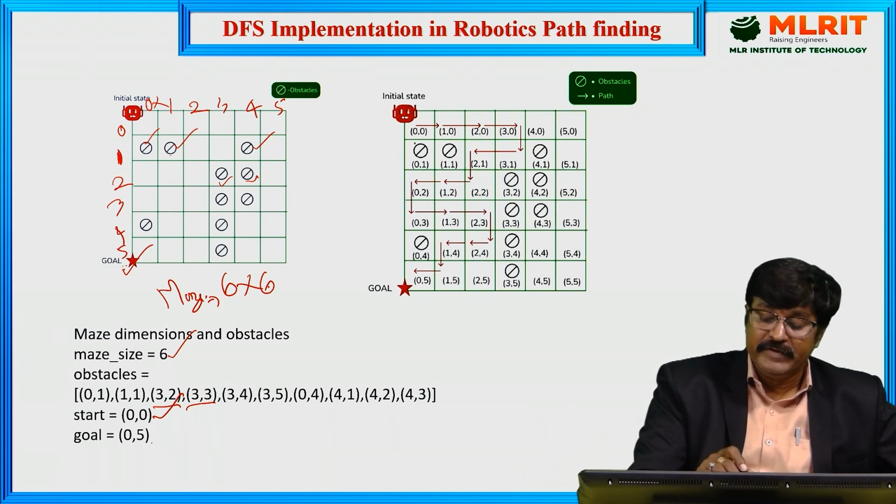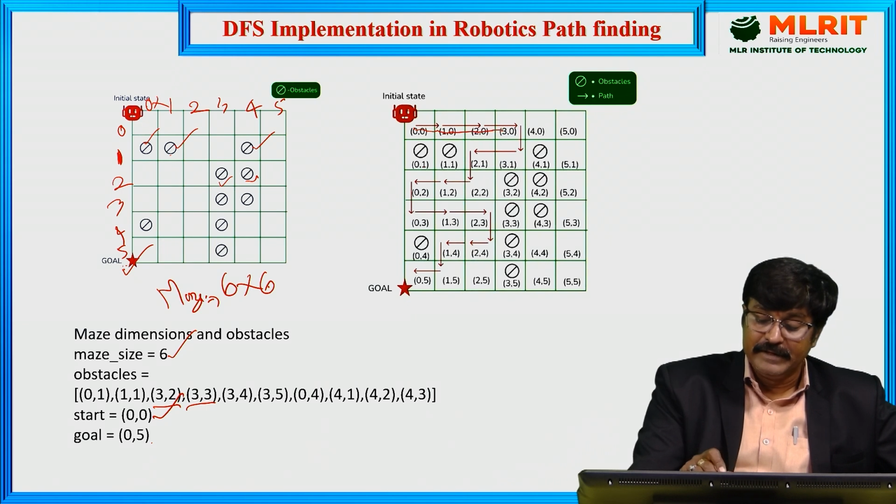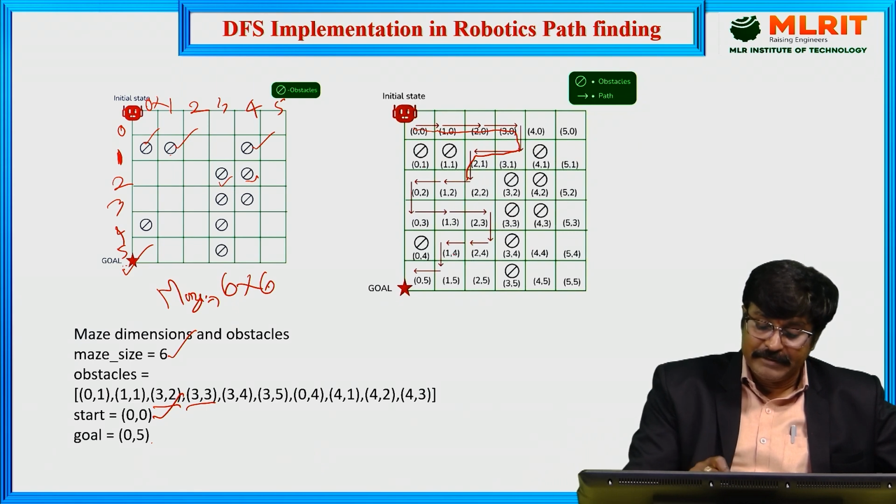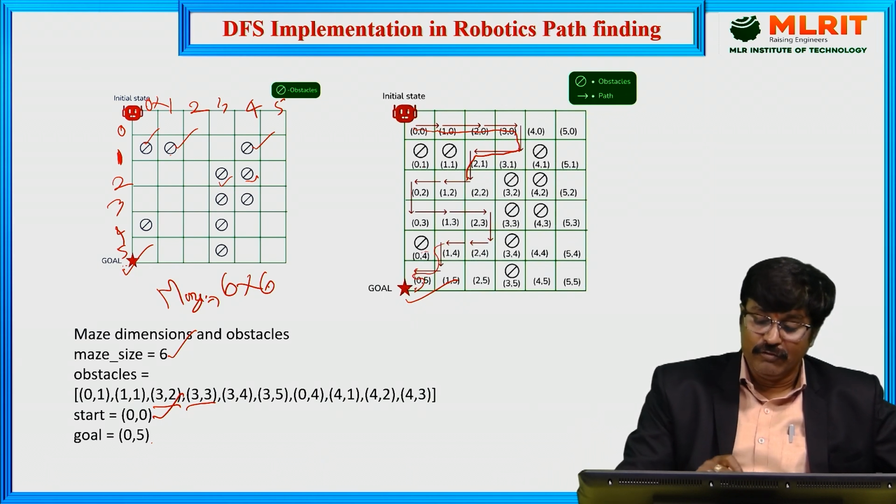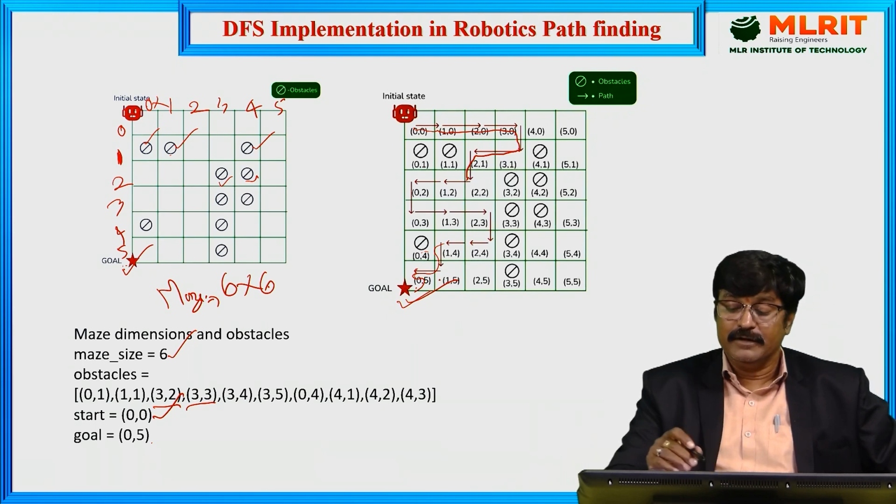So this is the way the robotic path is moving. Initially there are obstacles, so it is not taking the depth. That's why initially it is going like this. Next level, then next level. Again it is coming down, coming to this level, and going to the depth level. It is reaching all these nodes and coming back, and you have reached the goal node. This is one of the solutions for robot path finding.